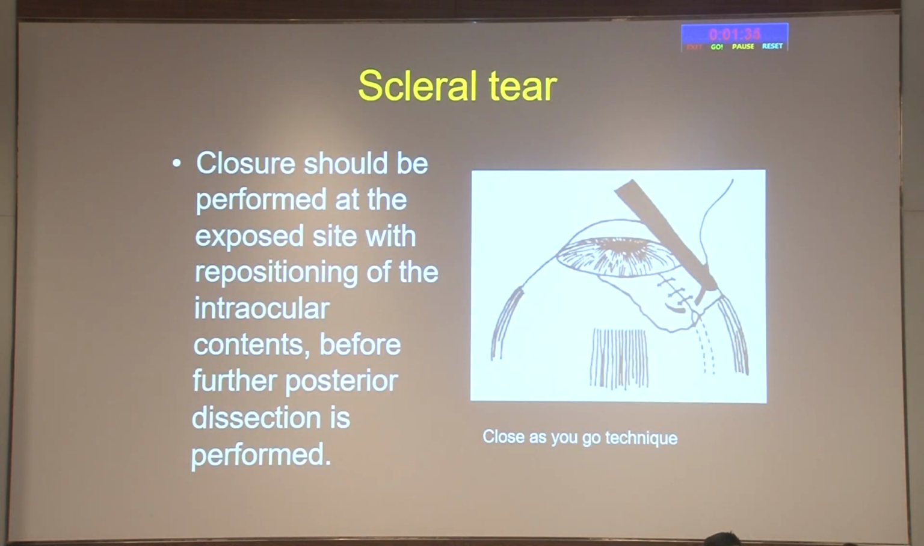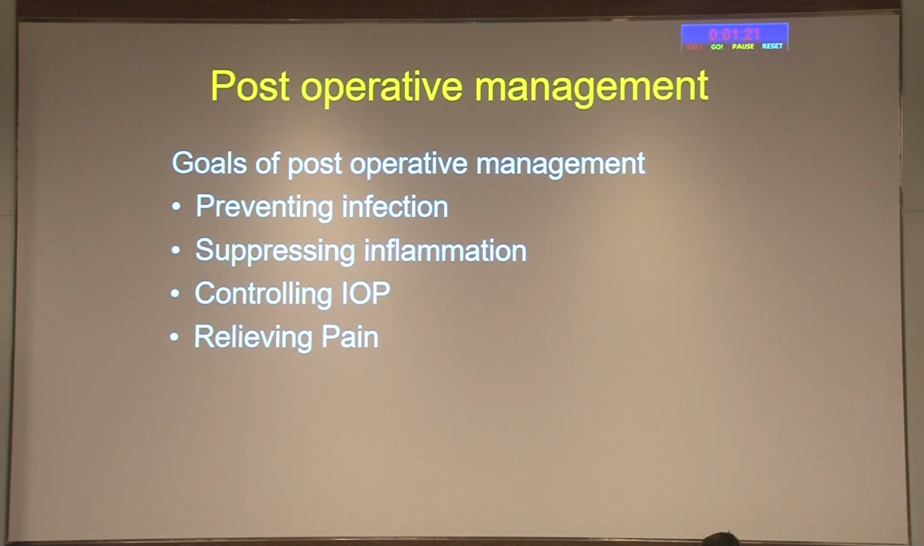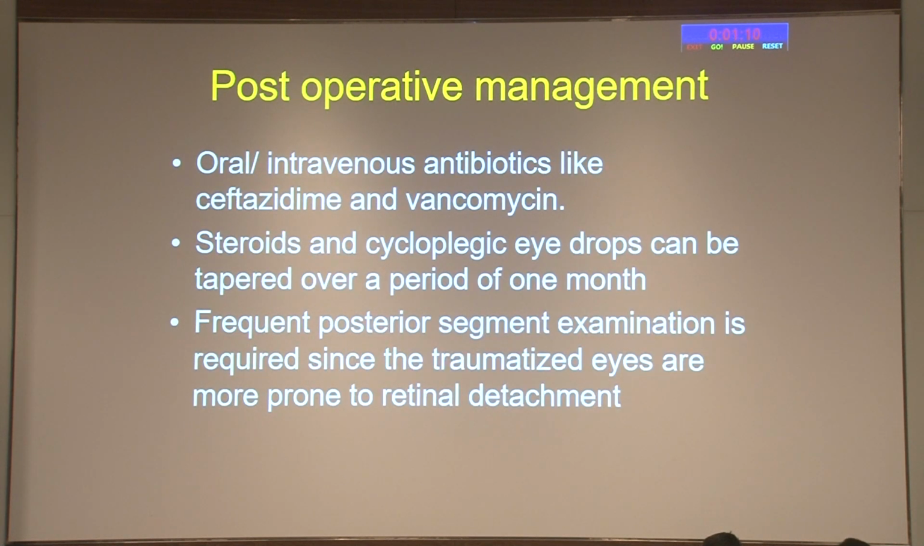So next, as I told you, you have to suture as you go down. Once you put a suture at the limbus and the sclera, then you repose this prolapsed uveal tissue back into the eye, and then you keep suturing it. Post-operative management goals mainly are to prevent infection, suppress inflammation by using steroids, control IOP, and relieve pain. Post-operative management starts with oral and intravenous antibiotics, steroid and cycloplegic drops, and frequent examination of the posterior segment is highly important in all cases of open globe injury, because they are predisposed to retinal detachment always.